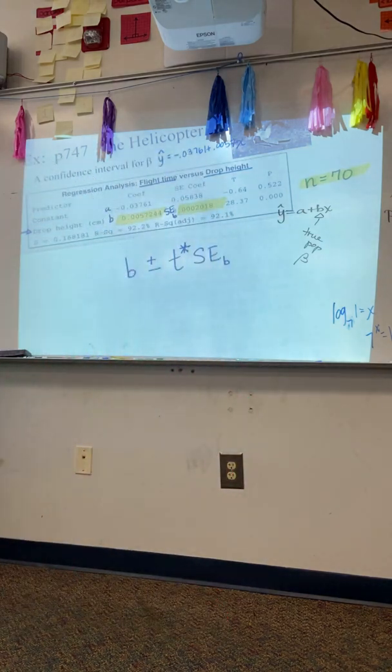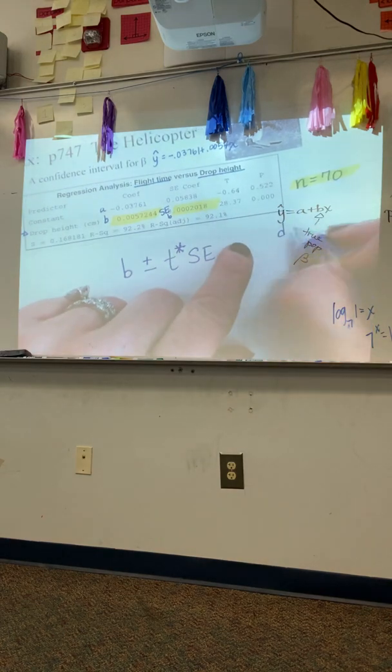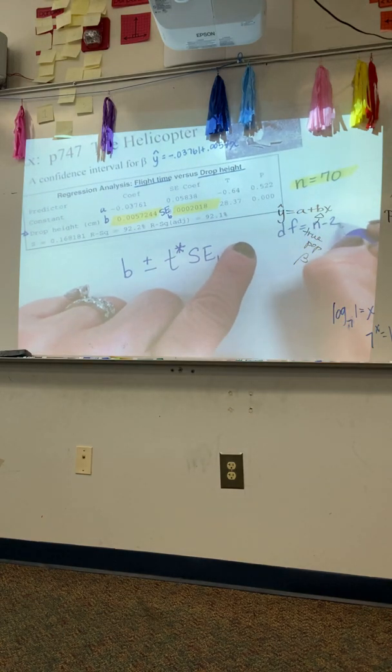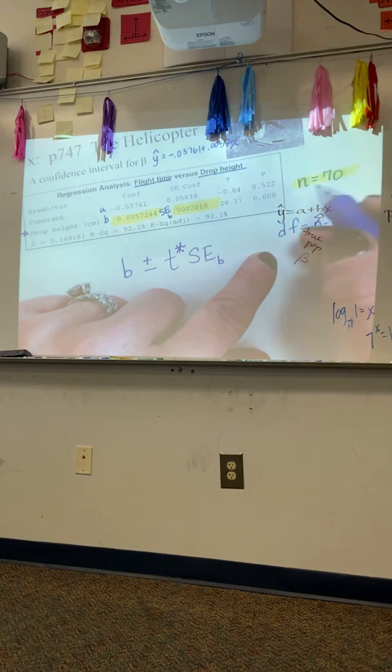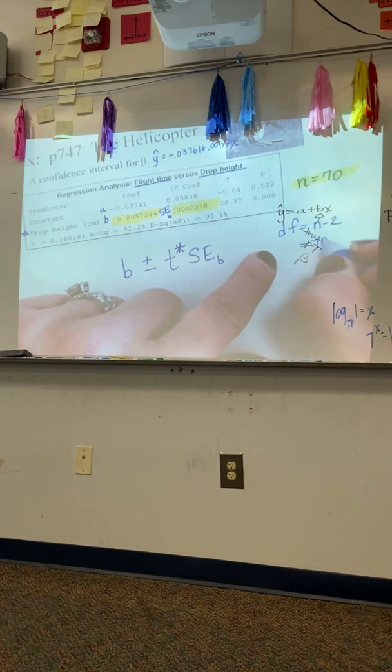I think this is maybe the only time that that happens. Degrees of freedom is n minus 2. So our sample size was 70. In this example, they flew 70 helicopters. So 68.